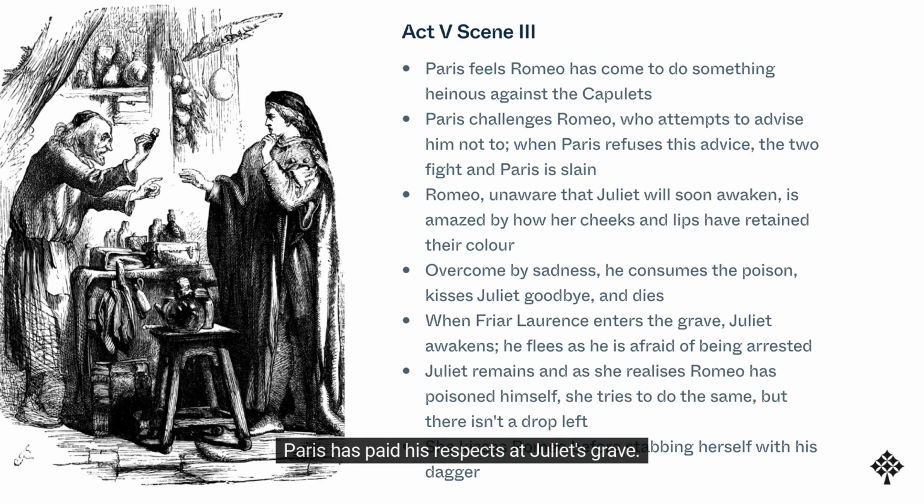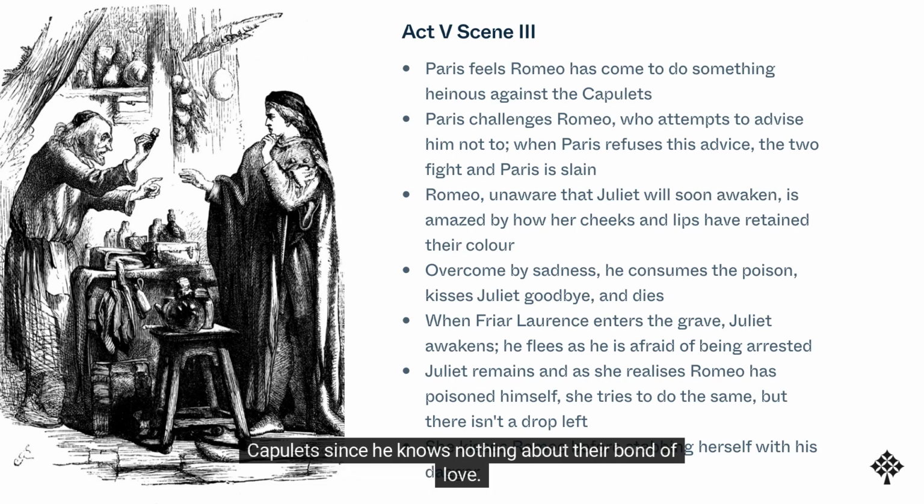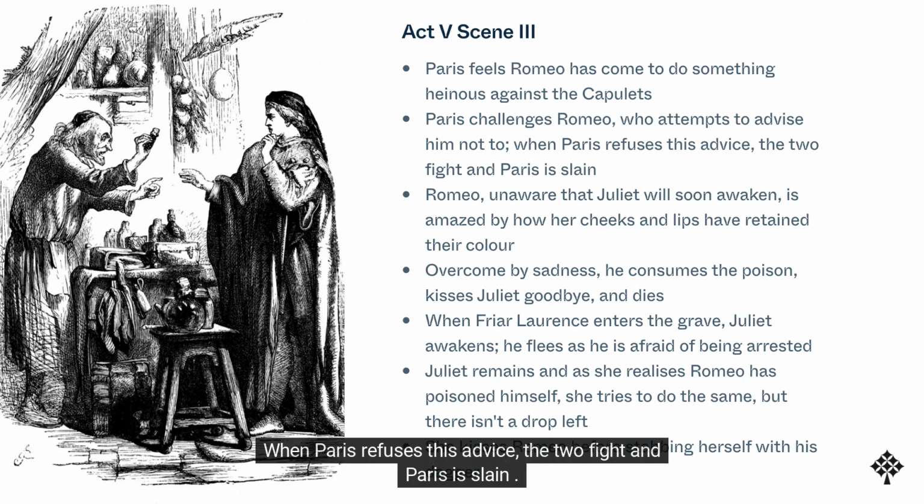Paris has paid his respects at Juliet's grave. Romeo approaches the grave as well, and Paris feels Romeo has come to do something heinous against the Capulets since he knows nothing about their bond of love. Paris challenges Romeo, who attempts to advise him not to. When Paris refuses this advice, the two fight and Paris is slain.